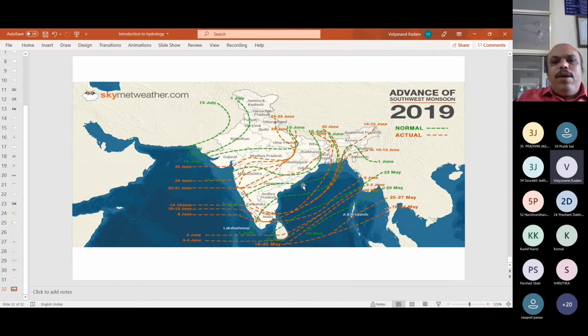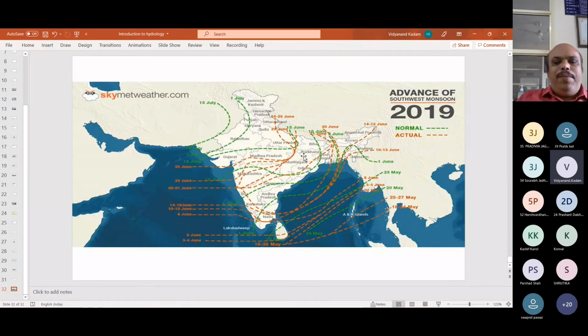Okay, so this is one sketch which shows the normal dates. Normal dates means these are the dates on which, generally every year, the monsoon reaches India. But due to various reasons, sometimes it may reach late, or sometimes it may reach earlier. So that difference is shown. What are the normal dates of the southwest monsoon and what are the actual dates?